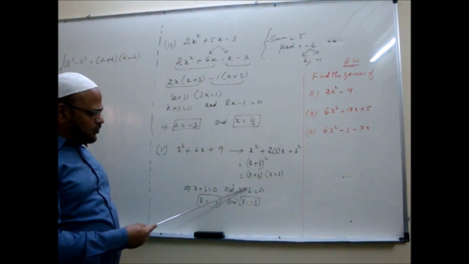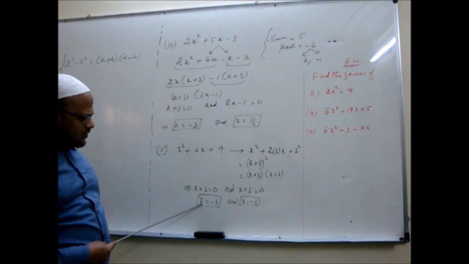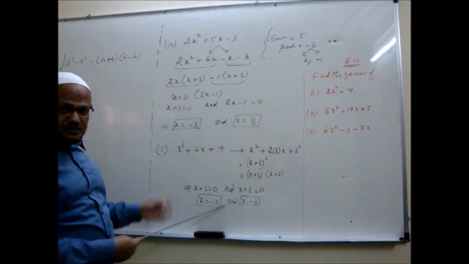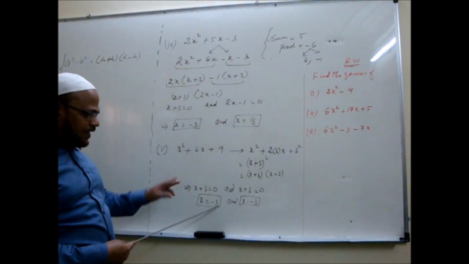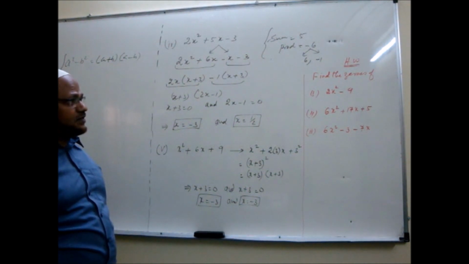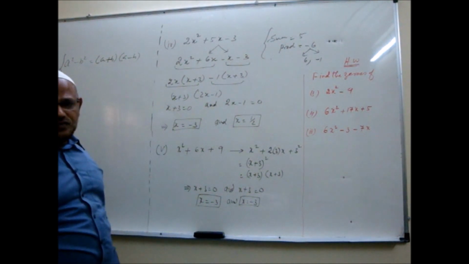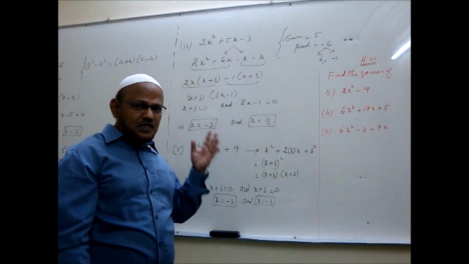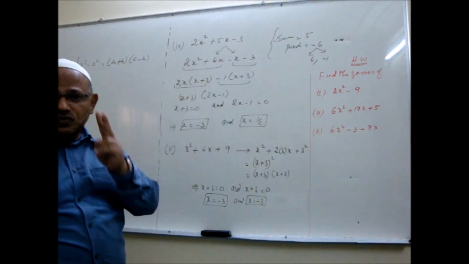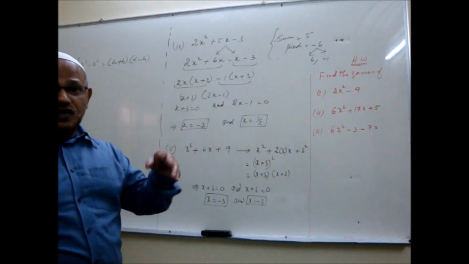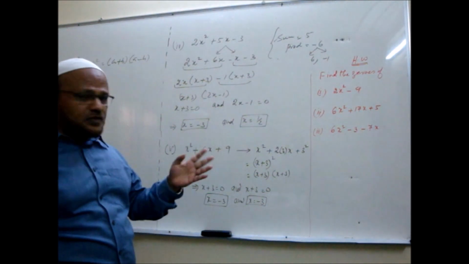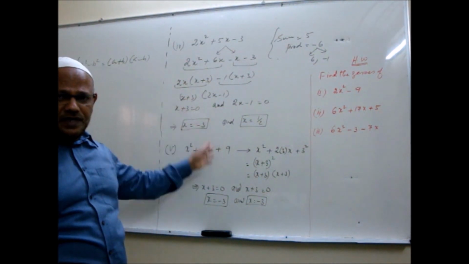Each linear factor equal to 0. Here x is equal to minus 3 and x is equal to minus 3. What do you say? Both the zeros are the same number here. Equal zeros. These are the ways we find them. We just have to factorize it into linear factors, equate each linear factor to 0, and you get two linear equations. Solve them for x. Both values of x are called the zeros of the quadratic polynomial.